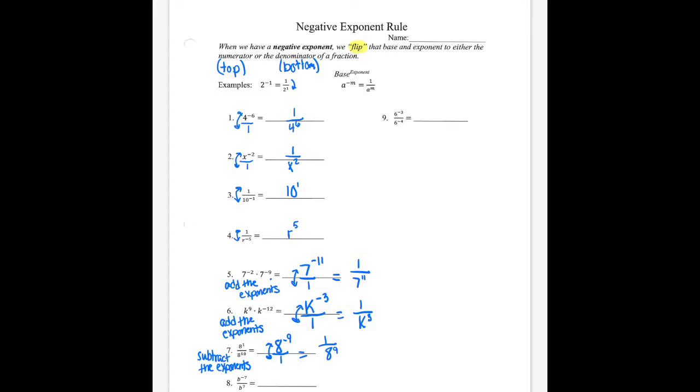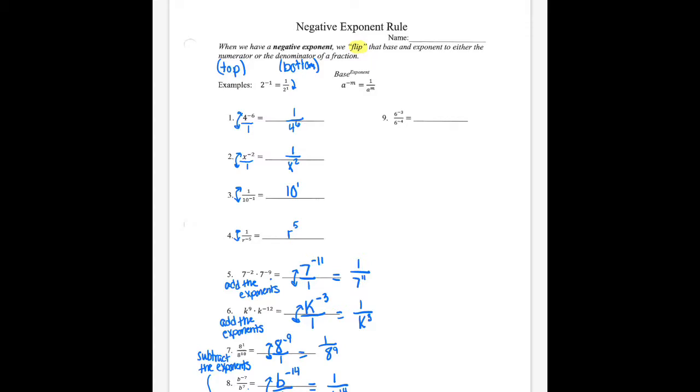This next one also uses the quotient rule, so we're going to subtract the exponents here as well. So we're going to combine those base b's to make one big base b, and then we're going to do -7 minus 7, which makes -14. We put our invisible 1 on the bottom, we flip, and we end up with 1 over b to the positive 14th.